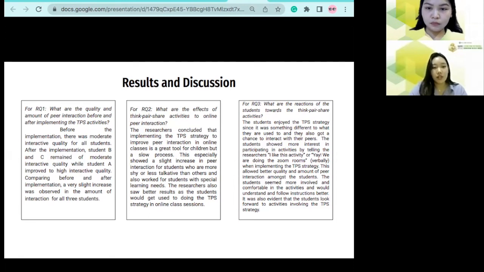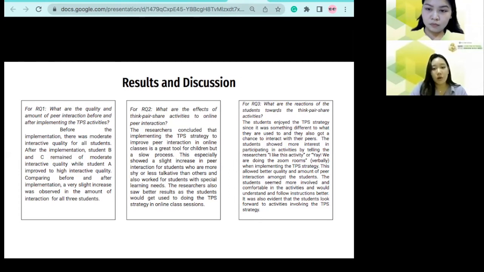For question number 3, what are the reactions of the students towards the think, pair, share activities? The students enjoyed the TPS strategy since it was different from what they are used to, and they also got a chance to interact with their peers. The students showed more interest in participating in activities by telling the researchers, "I like this activity," or "Yay, we're doing the Zoom rooms," when implementing the TPS strategy. This allowed better quality and amount of peer interaction amongst the students.